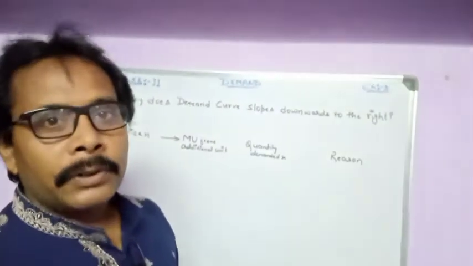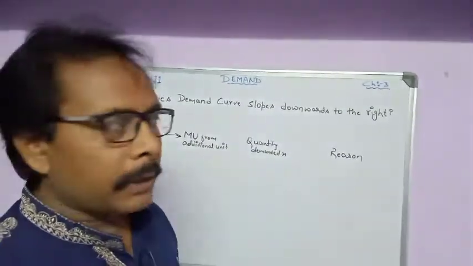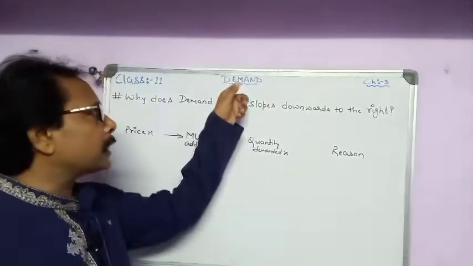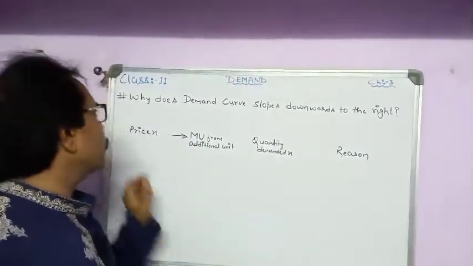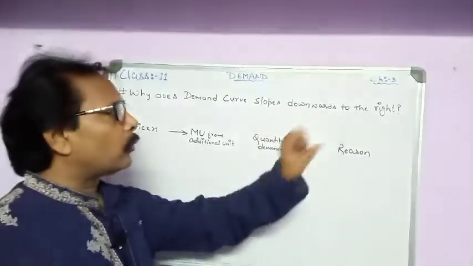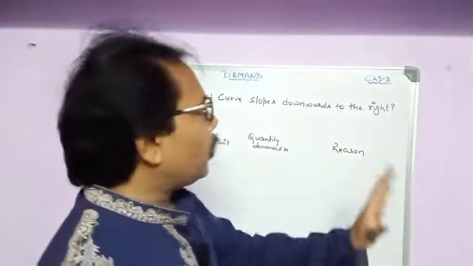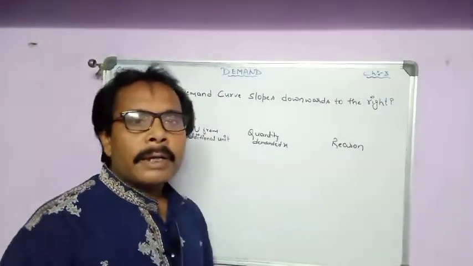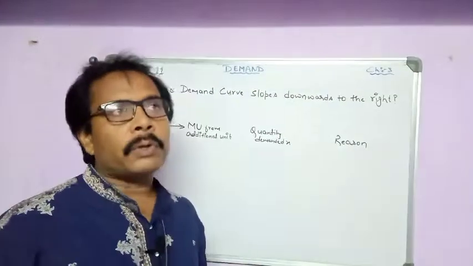My dear student, today I am going to discuss the same chapter. The name is demand. But in this chapter, the topic is why does the demand curve slope downwards to the right. So what are the reasons why the demand curve always slopes downward?